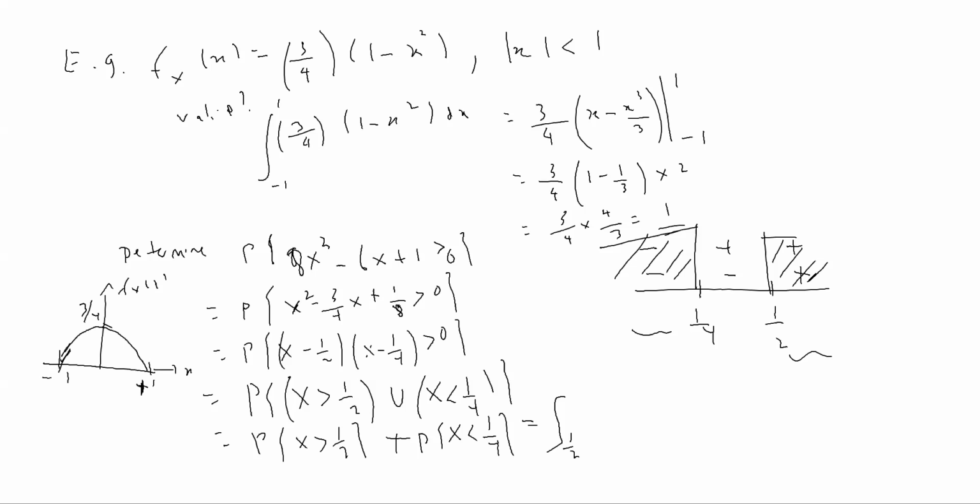So x larger than half, half is somewhere here. So it goes up to 1. You don't go to infinity because of what? Because if you draw it out, you notice that my PDF is only up to 1. So I just do it up to 1. 3/4, 1 minus x squared dx plus, what about the other side? What are the limits? It's from -1 to 1/4.